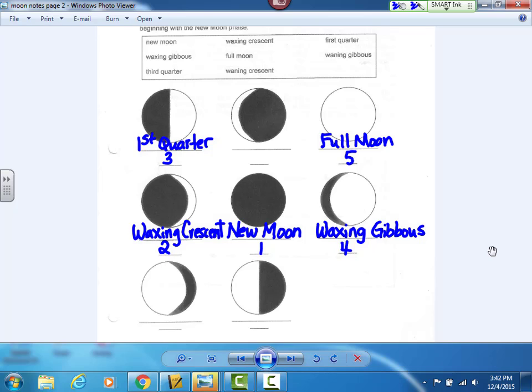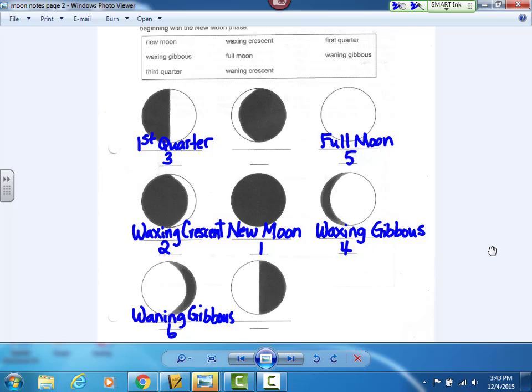This is phase 5. And now we're going to start to lose the light. And we're going to lose just a little bit of it at first. So that means that waning gibbous is next. Now that we're waning, the light should be on the left. Waning gibbous is phase 6, light on the left.